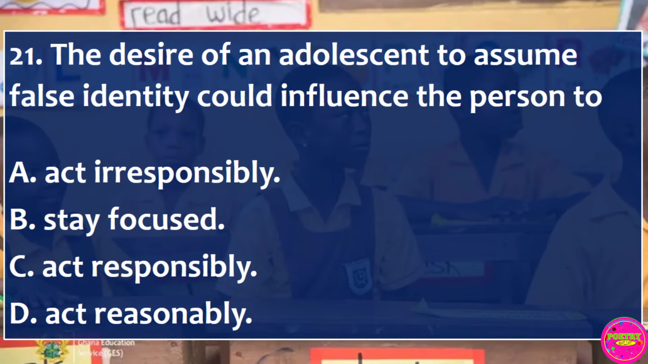Question 21. The desire of an adolescent to assume false identity could influence a person to A. Act irresponsibly. B. Stay focused. C. Act responsibly. D. Act reasonably. The correct answer to this question is A. Act irresponsibly.